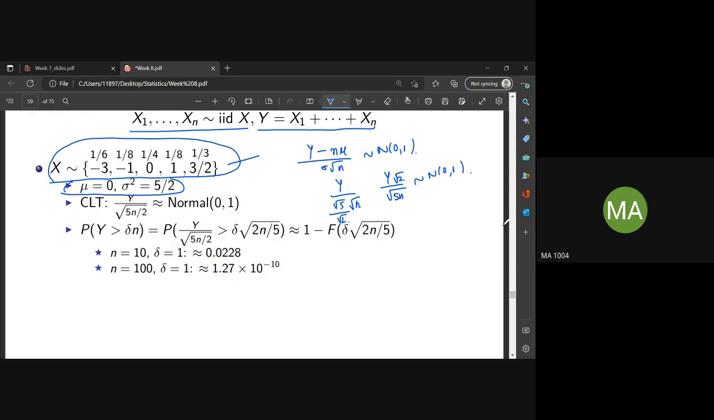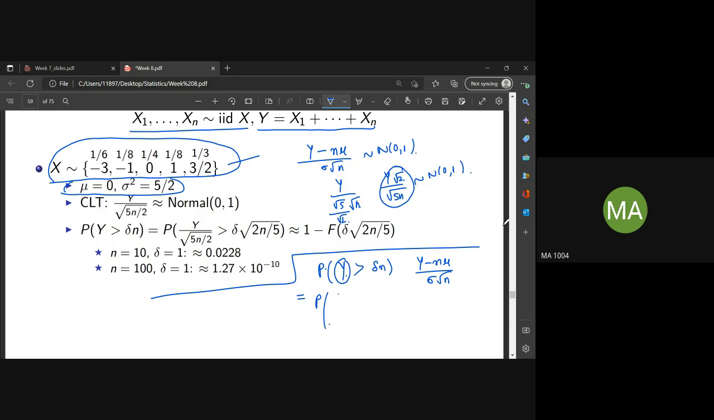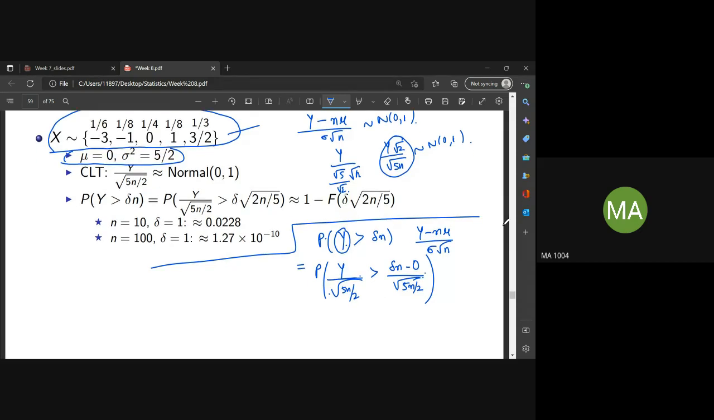Now let's say I am giving you the task to find the probability that capital Y is greater than some delta n. So what you will do is you will try to bring this Y to the (Y minus n mu) upon sigma root n form. Here we have already brought this down, so this is nothing but Y upon root 5n by 2. The same thing you will do on the other side. So what is the mean? It is delta n minus 0, and you will have to divide it by root 5n by 2. This is clear? The second step is clear?